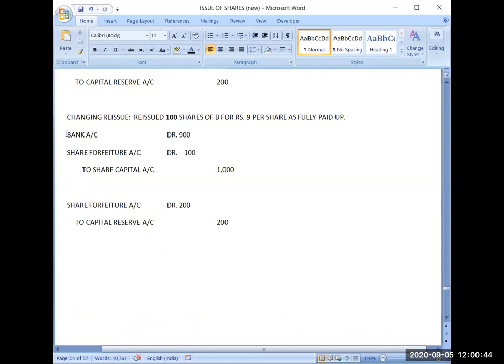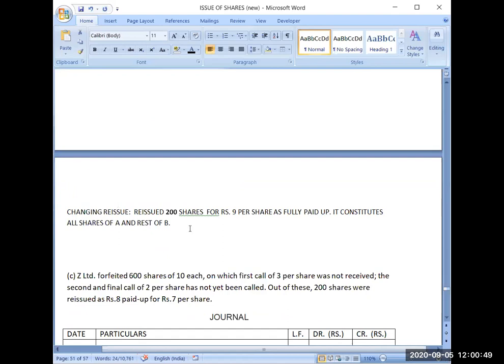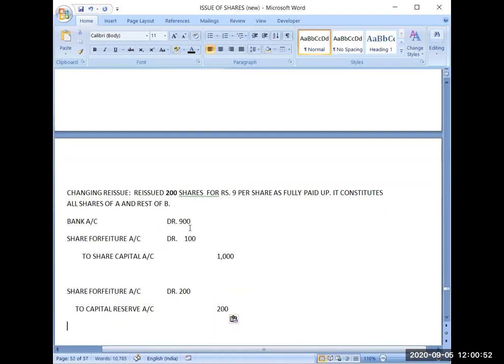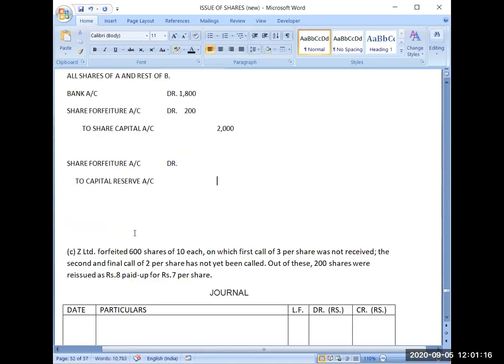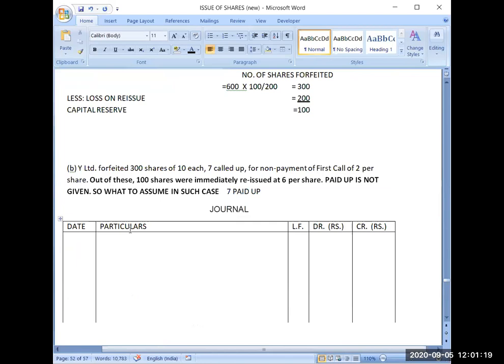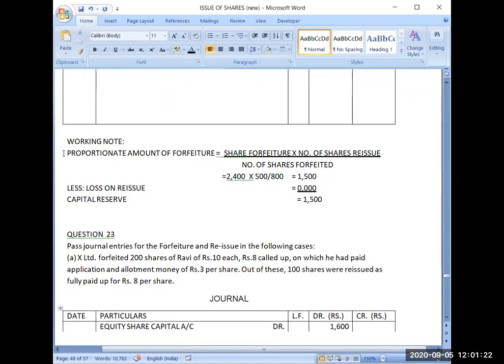So now, first coming to this entry. Because you are reissuing 200 shares, you will be receiving 1,800, and your loss will be 200, and your share capital will be 2,000. The bank entry is clear. Now we will make a working note for calculation of capital reserve.